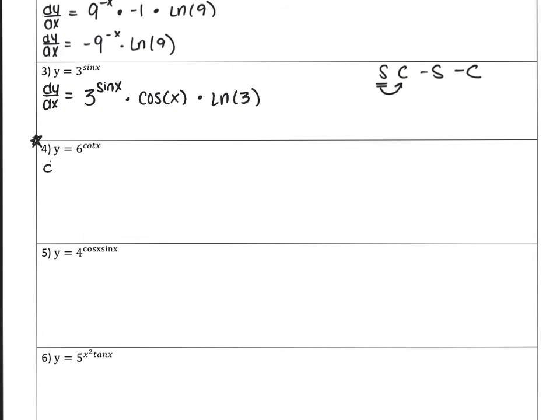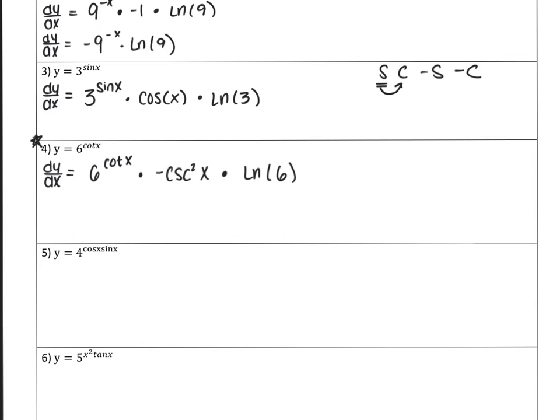Okay, so dy over dx is the same, so 6 to the cotangent of x, times the derivative of the power. So the power here is cotangent. You might need to look this one up. The derivative of cotangent is negative cosecant squared of x times ln of the base. Base being the bigger number here, which is 6.